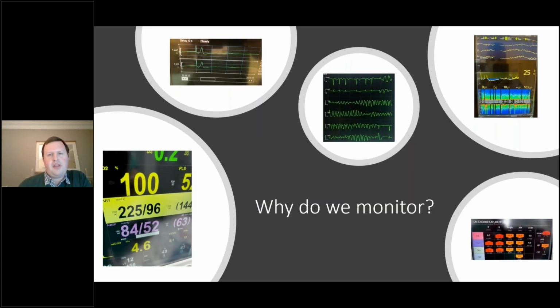Why do we monitor patients? It's something that we do routinely every day for every patient. We put on the ECG, the SATs monitoring, the blood pressure cuff, and most of the time, thankfully, most of our cases are fairly uneventful, but monitoring really is there to alert us to when patients are becoming unstable or maybe becoming at risk of serious complications.